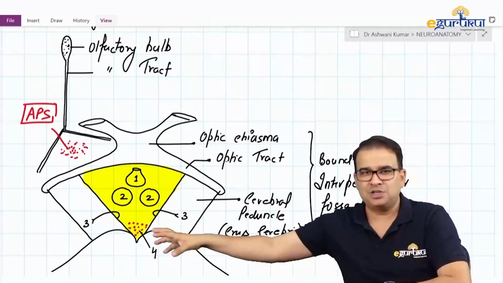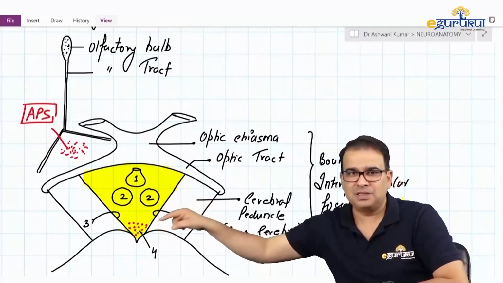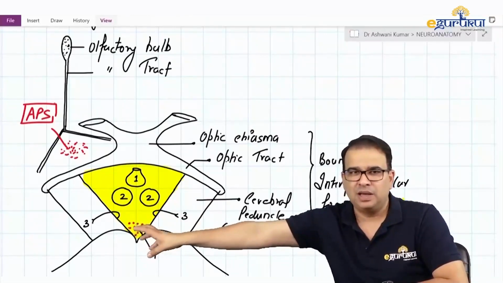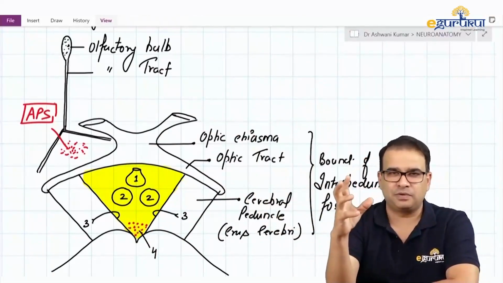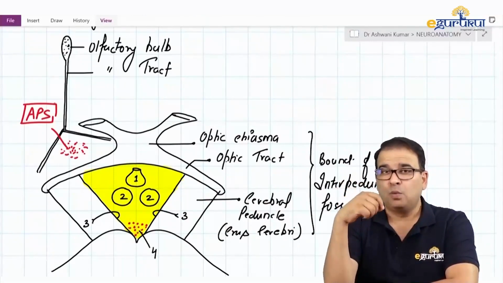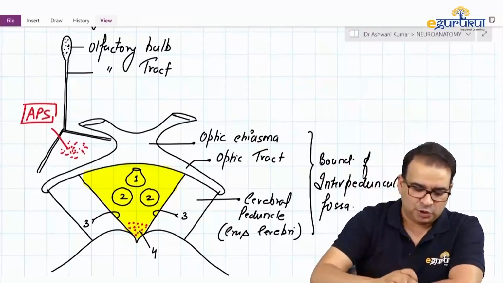So you will see some branches of a major artery here piercing this region, so we call it posterior perforating, and some branches are perforating that, so anterior perforating. Now to tell you what exactly branches are those, let me show you one picture.